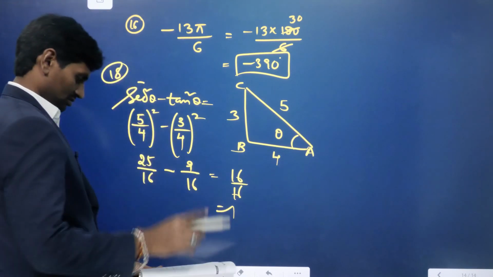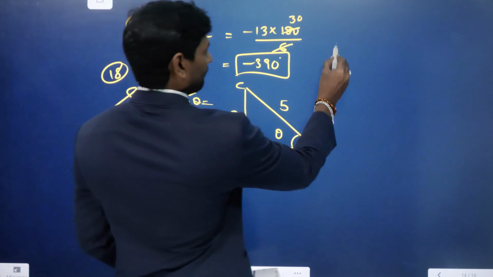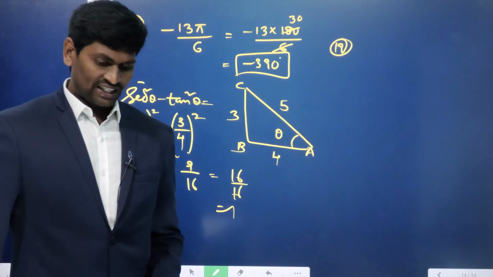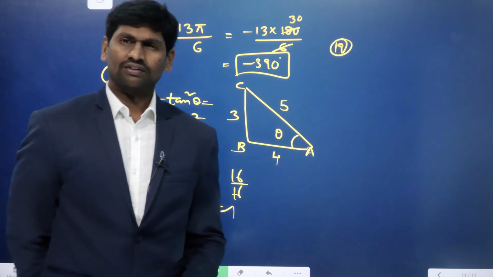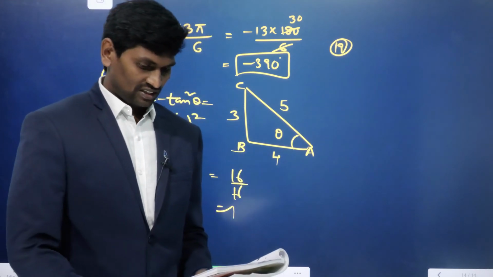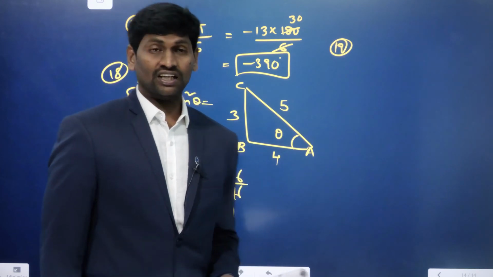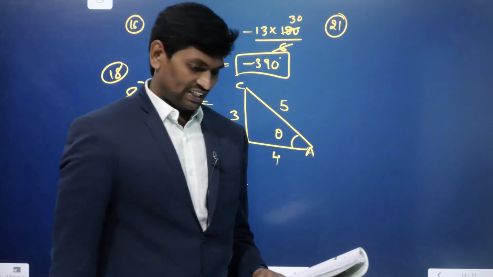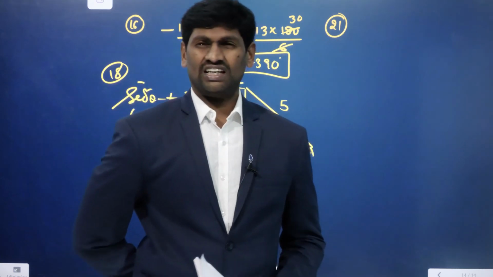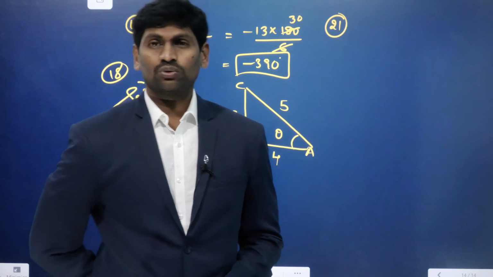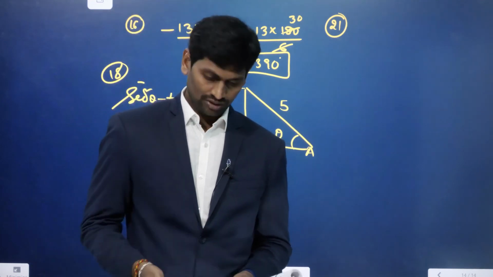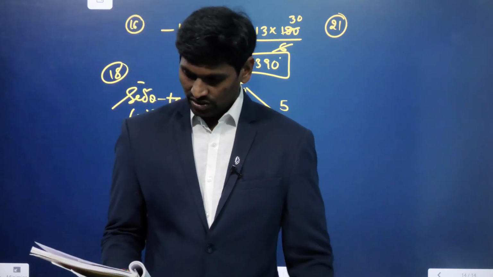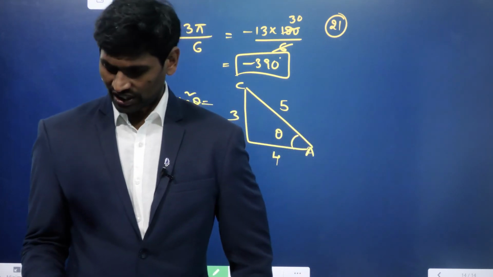Question number 18 done. Question number 19: in triangle ABC, this one you can identify by substituting the values like this. 20 also like that. So I am going to discuss 21. Now 21, in triangle ABC, all are the same easy methods. Try to construct a triangle based on the values. The highest measurement you have to take as the hypotenuse. So 21, 22 also are based on triangles only.